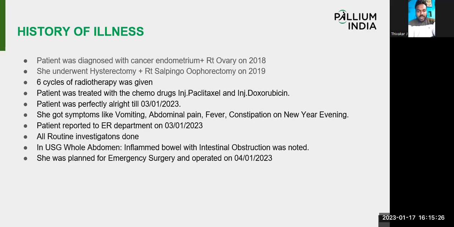Patient was perfectly all right till 3rd of January. She got sudden symptoms like vomiting, abdominal pain, fever, constipation on the evening of New Year. Patient reported to the emergency department on 3rd January. All routine investigations were done. One USG whole abdomen was done. In that, inflammatory bowel with intestinal obstruction was noted. She was planned for emergency surgery and operated on 4th of January.